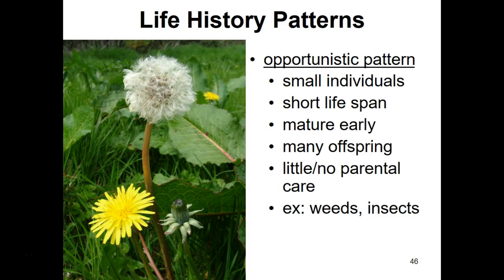So now we're going to look at patterns of history, or life history. Different organisms have different histories, and so they're going to care for their offspring in different ways, and they may produce more or less offspring depending on how much care they give. So, weeds and insects tend to have very little parental care. They mature very rapidly and they produce a lot of offspring, but they don't care for their offspring. Fruit flies are an example.